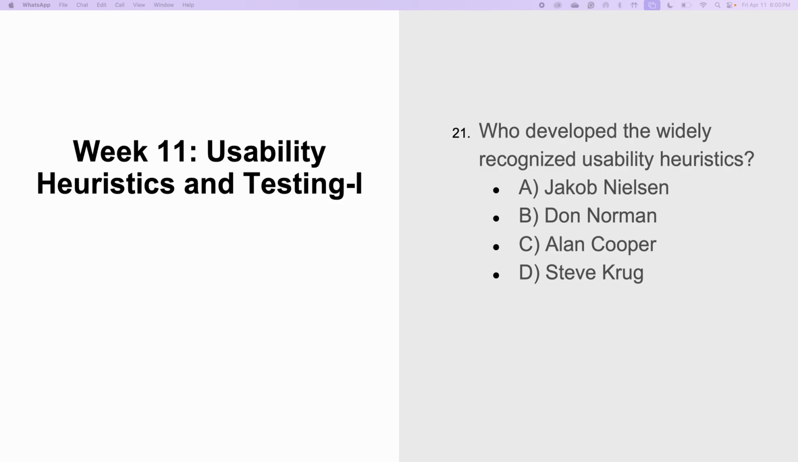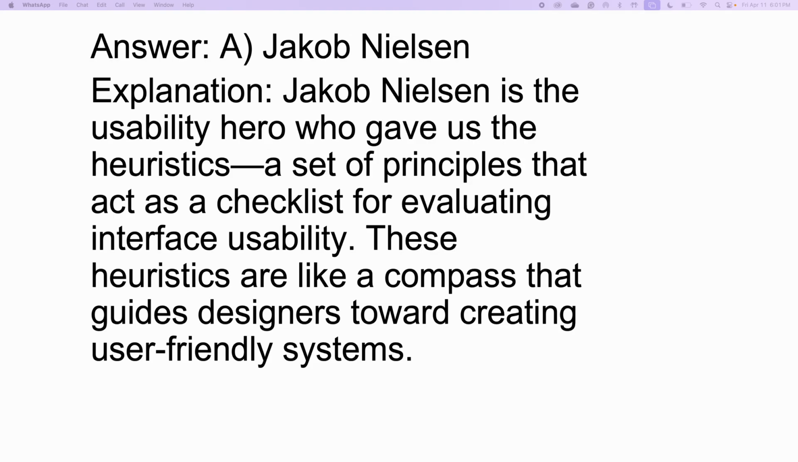Let me also explain why the others are incorrect. Don Norman is indeed a usability legend, but he did not develop the specific heuristics. It's a bit like confusing a great with the inventors. Alan Cooper and Steve Krug are influential figures in usability, but they are not credited with developing the heuristics, a puzzle with missing pieces. Okay, so you can see the explanation on your screen. Please go through this.